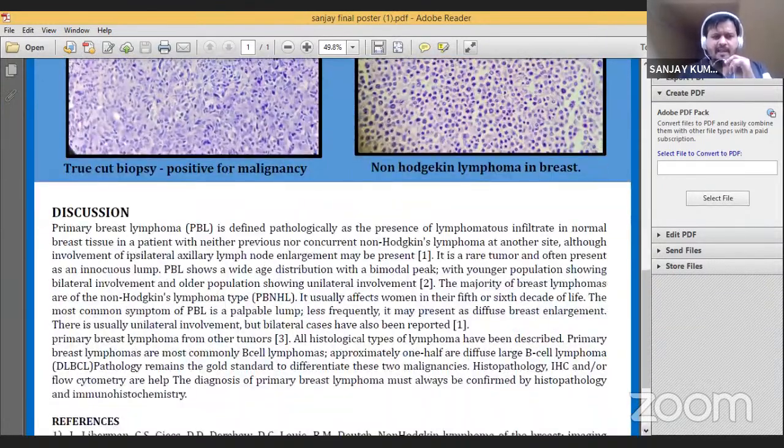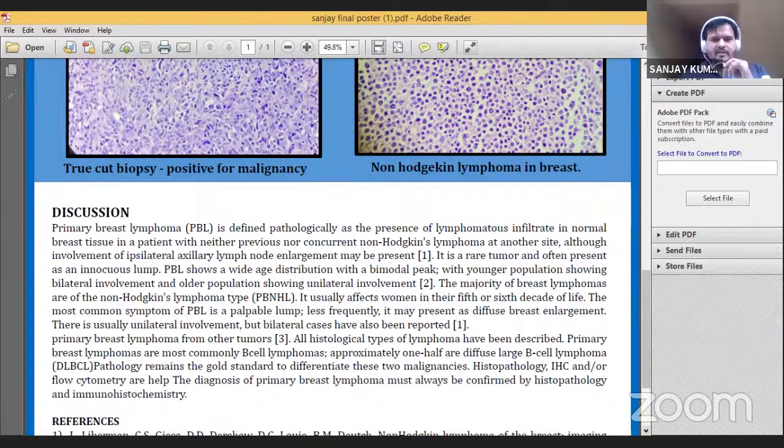Discussion. Primary breast lymphoma is defined pathologically as the presence of lymphomatous infiltrate in normal breast tissue in a patient with neither previous nor concurrent non-Hodgkin lymphoma at another site. Although ipsilateral axillary lymph node enlargement may be present, it is a rare tumor and often presents as an innocuous lump. Primary breast lymphoma shows a wide age distribution with a bimodal peak, with the younger population showing bilateral involvement and the older population showing unilateral involvement.